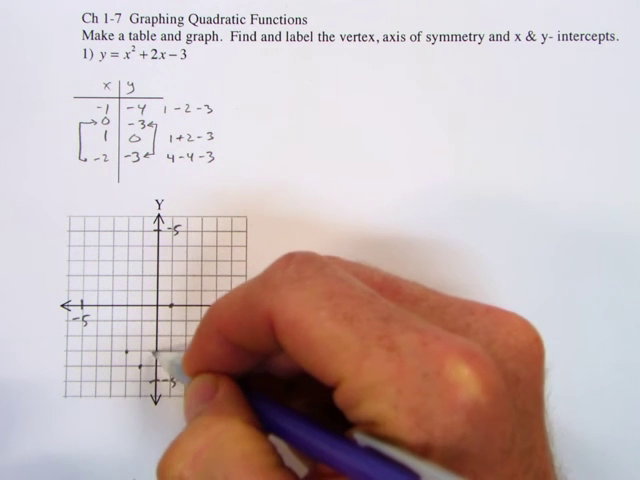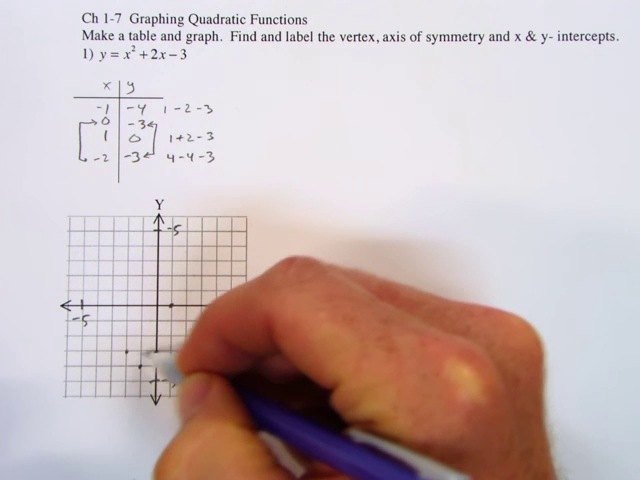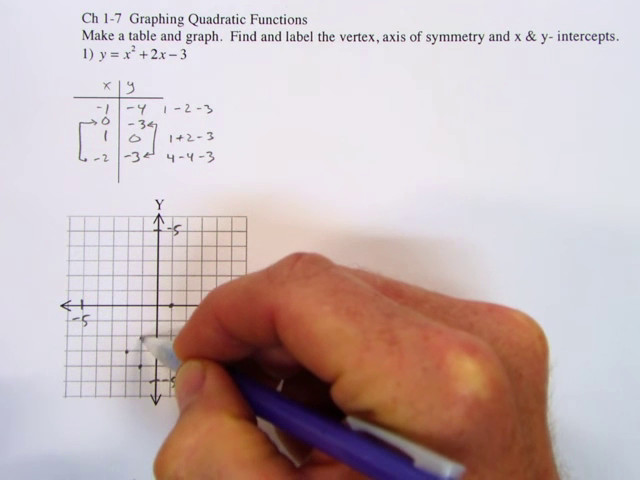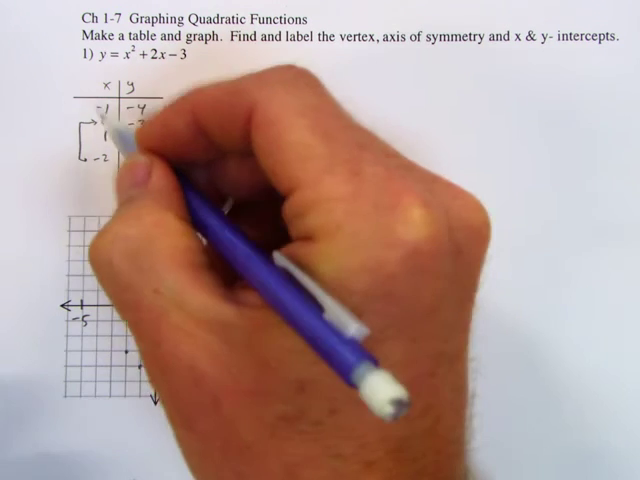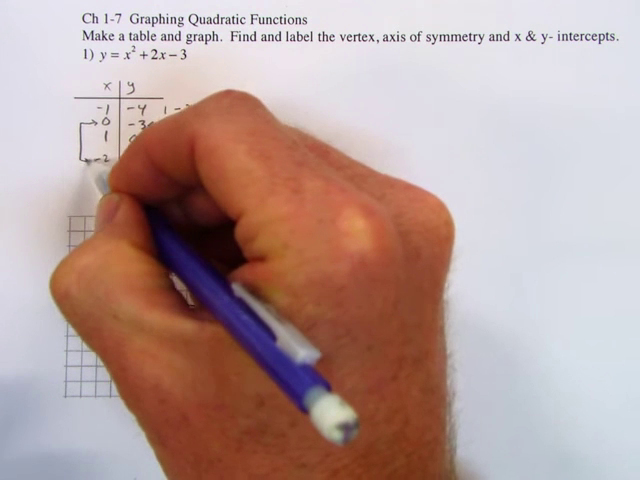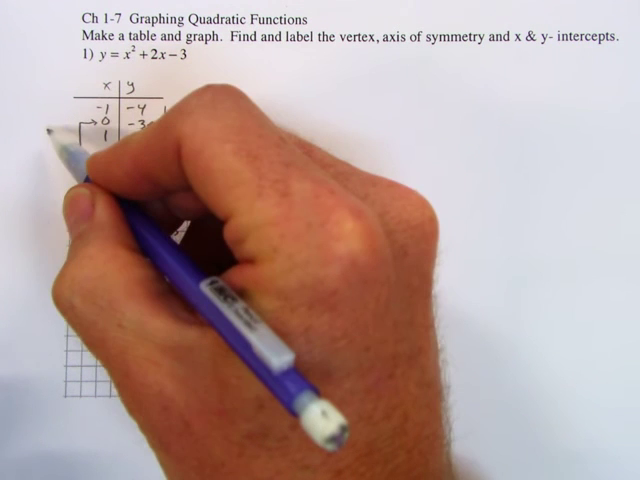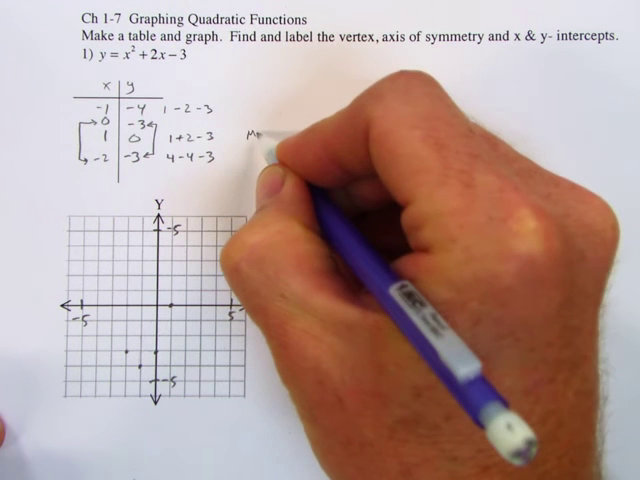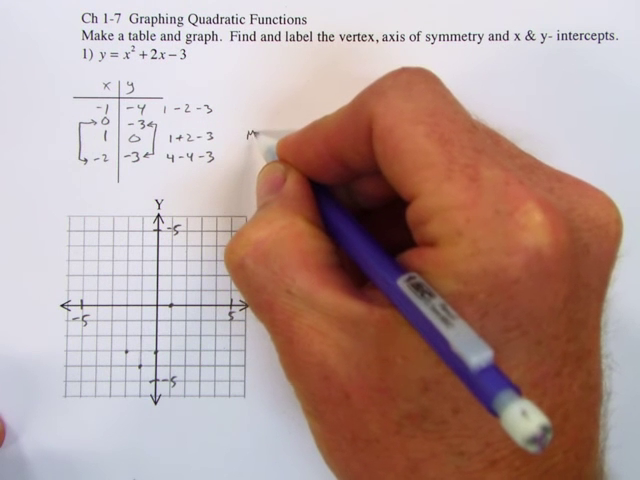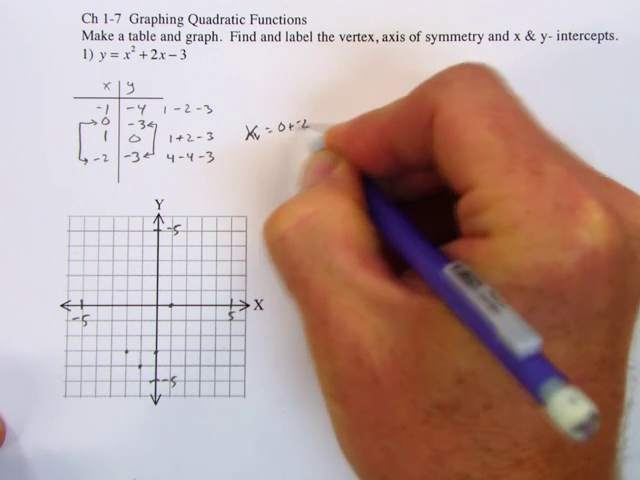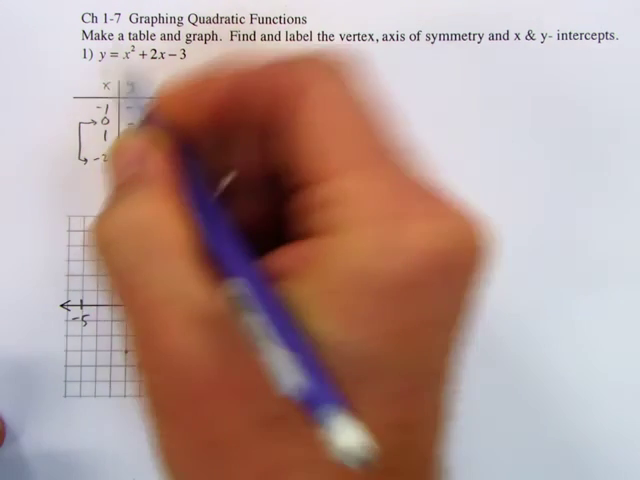So as soon as I find a matching pair that are at the same y level, if I think of a horizontal line here, the vertex will be at the midpoint of that line. So the midpoint of 0 and negative 2 is going to be negative 1. Now, in this particular one, I don't really need to write it, but I could say the x value of the vertex equals 0 plus negative 2 over 2. But we already know that's negative 1.